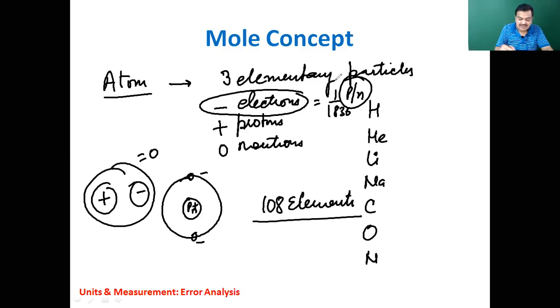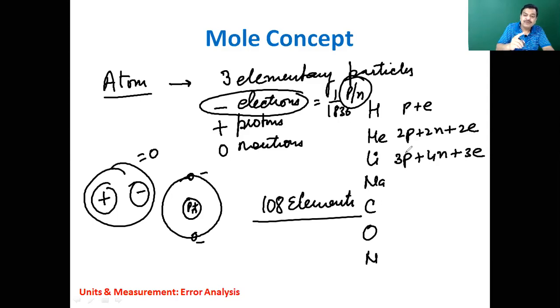Now, the distribution: these are the elementary particles, proton, neutron, and electron. In hydrogen, they find only one proton and one electron. In helium, there are two protons, two neutrons, and two electrons. In lithium, there are three protons, four neutrons, plus three electrons. Because electrons and protons are always the same. Here, two proton, two electron, three proton, three electron. But the number of neutrons may vary. They may change. Okay, sodium has 11 protons, 12 neutrons plus 11 electrons, because the electrons and protons must be equal.